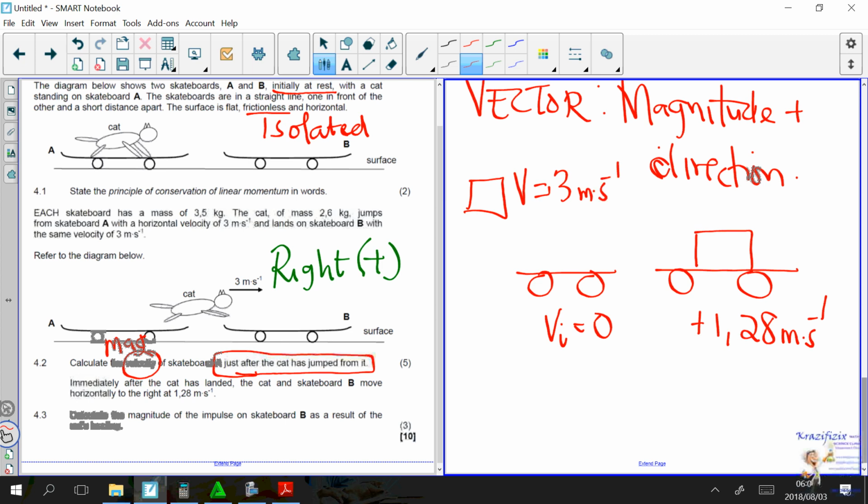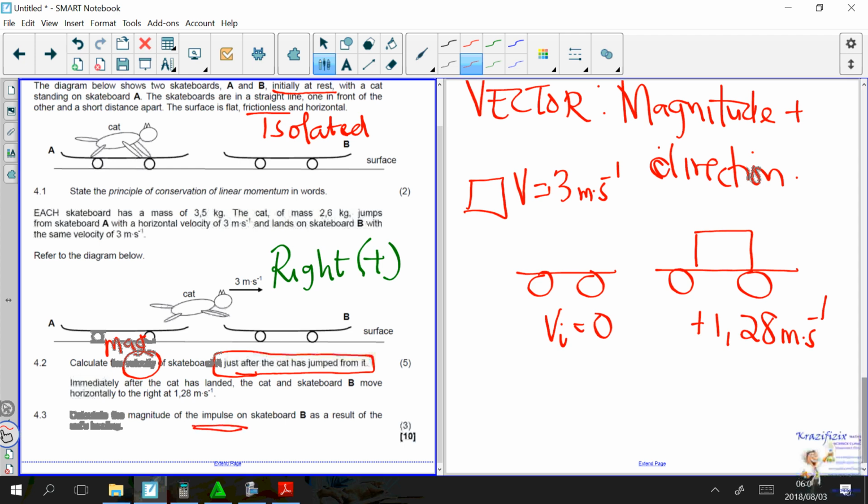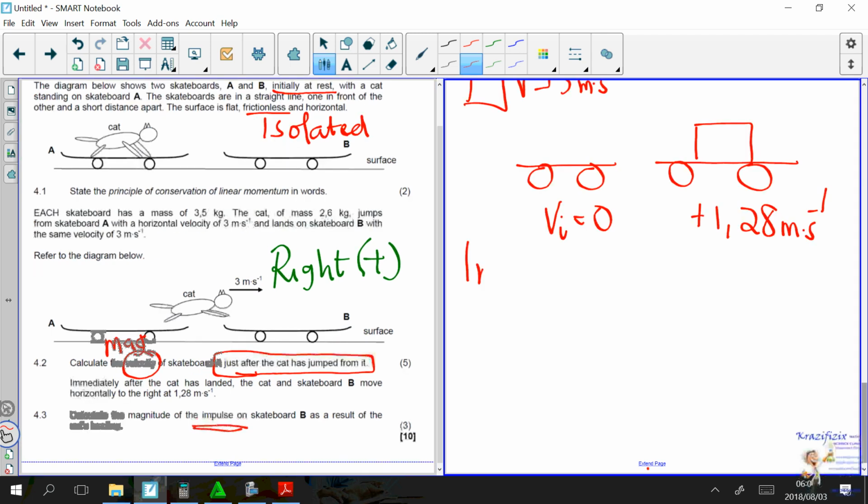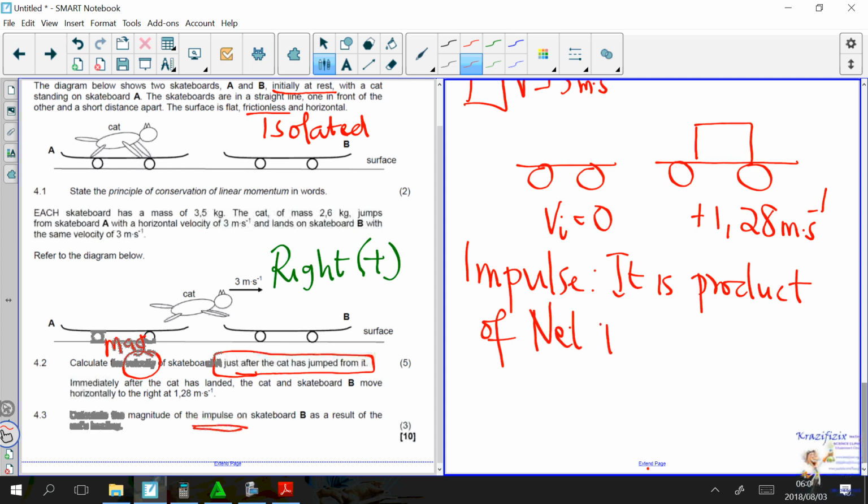Calculate the magnitude of the impulse. Guys, the definition here is key. What is impulse? We'll define impulse quickly. Impulse is the product of net force and time taken for the force to act on it. Time taken for the force to act. All right, time taken for the force to act.